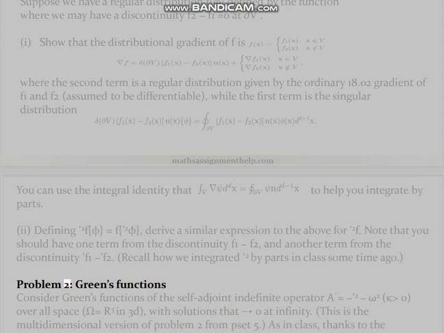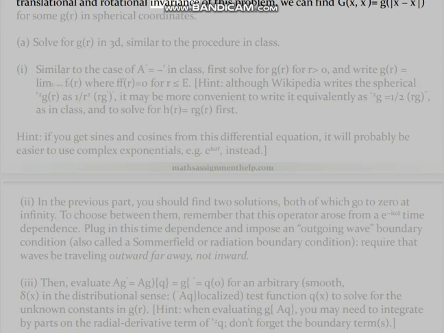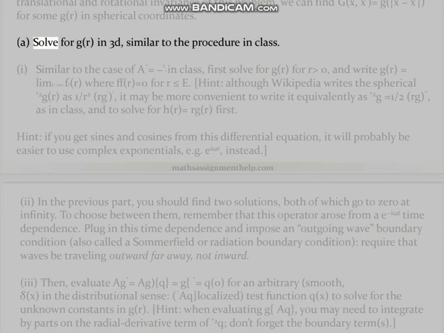Problem 2. Green's functions. Consider Green's functions of the self-adjoint indefinite operator A equals minus Laplacian minus omega squared, omega greater than 0, over all space, Omega equals R^3 in 3D, with solutions that go to 0 at infinity. This is the multidimensional version of problem 2 from set 5. As in class, thanks to the translational and rotational invariance of this problem, we can find G(x, x') equals G(x minus x') for some G(r) in spherical coordinates. A. Solve for G(r) in 3D, similar to the procedure in class.